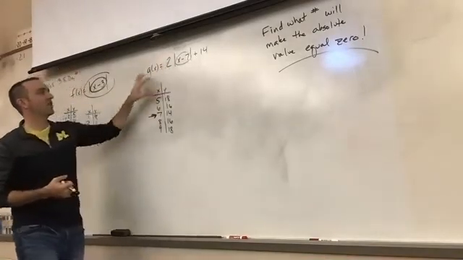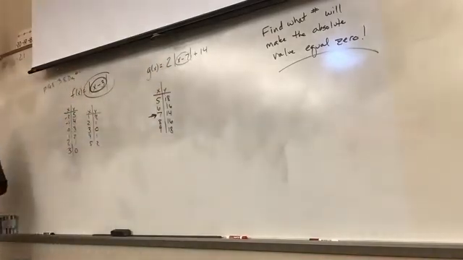What could I change about this equation to make it so that the V was upside down? What could I change about the equation? Tell the person next to you, what would you change about the equation?